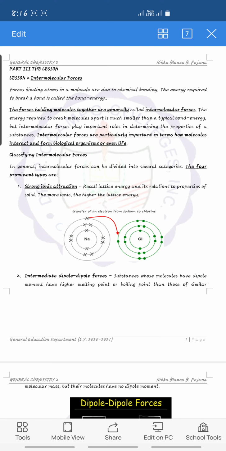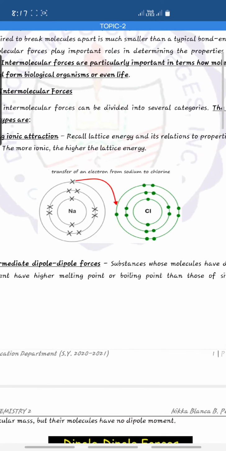So let's begin by discussing intermolecular forces. We've already discussed the kinetic molecular model of liquids and solids, and the kinetic molecular theory, and I've already introduced some properties of solids and liquids. There is a continuation on the properties of solids, which I will discuss later in lesson 3. So first, let's discuss intermolecular forces.